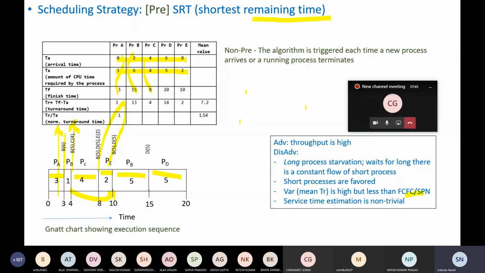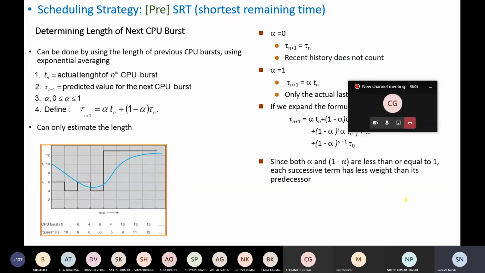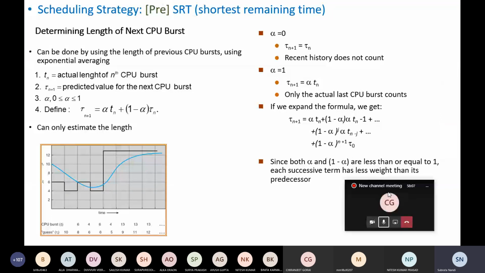But the major implementation level issue here is how we know the service time. The estimation of service time is non-trivial. Till now we just assumed it somehow, but this is not possible. I mean, we should have a fair estimation.